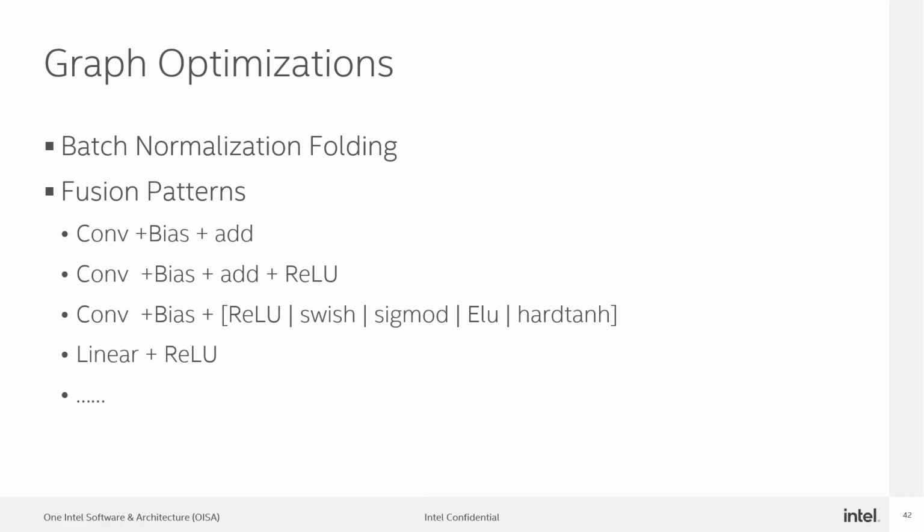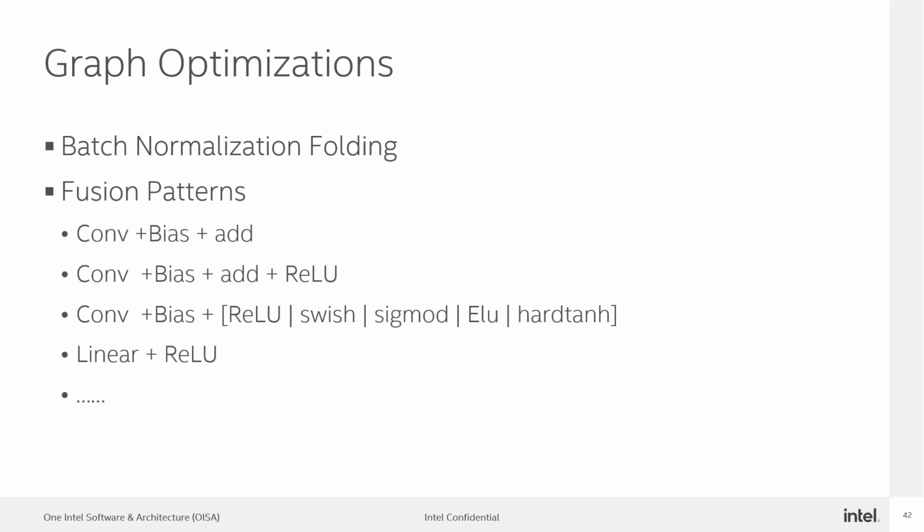From the graph optimization perspective, as I mentioned, we can do operator fusions to reduce overhead for memory operations. Furthermore, in IPEX, we have batch normalization folding. Which means if you run convolution 2D plus batch norm, then the batch norm will be merged into the convolution. So it will reduce the operation execution time.